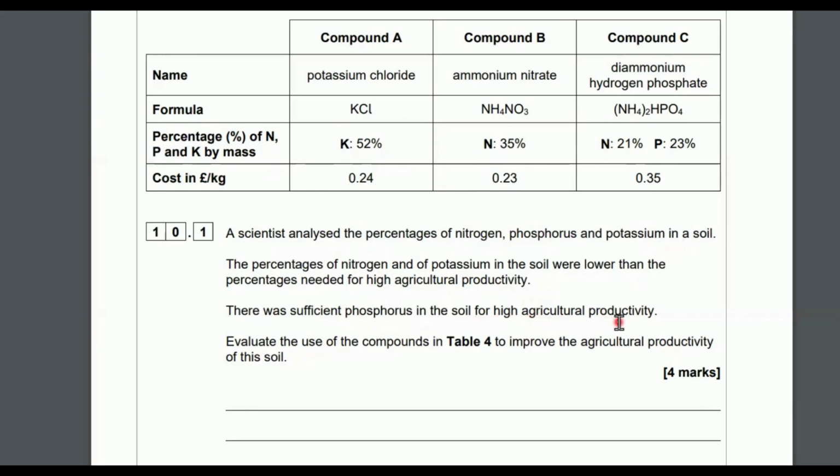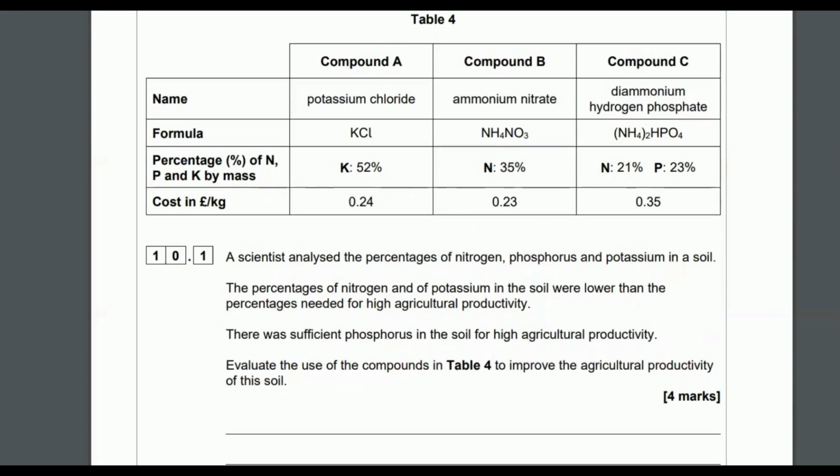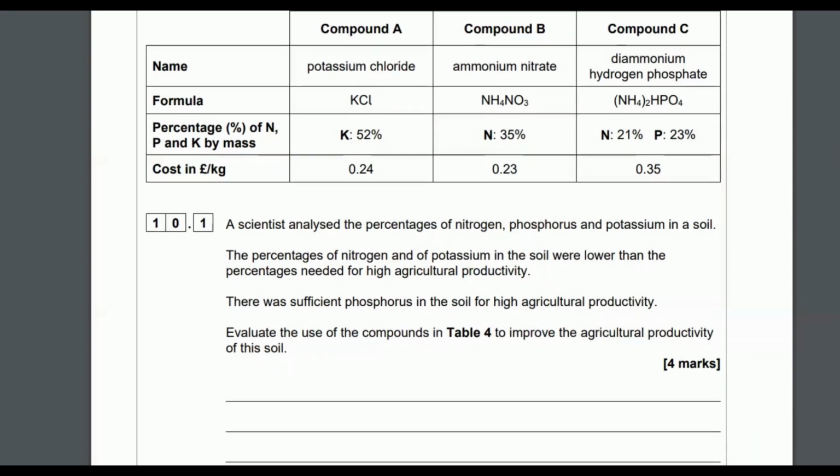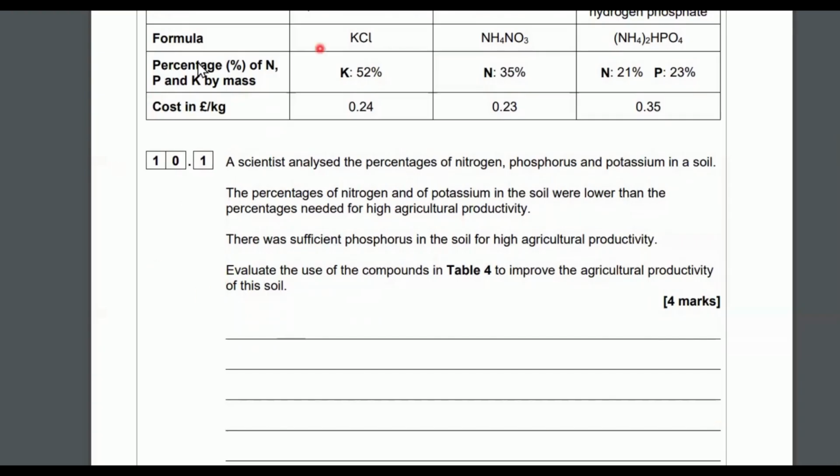So this one's quite easy. We've got the cost here, and we've got the amount of potassium, nitrogen, and phosphorus held in compound A, B, and C. Which combination of any of these compounds would you use to improve the soil fertility? We've been told it's low in nitrogen and low in potassium. So if you've been told it's low in nitrogen and potassium, which 2 compounds would you definitely want to add?